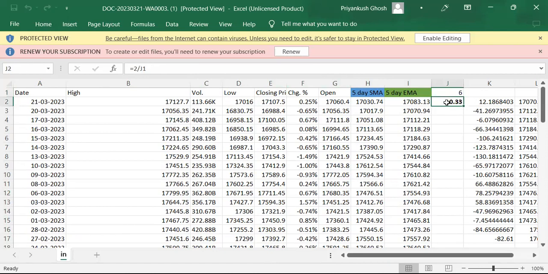Okay, now what is this column? 2 divided by J1. So 2 divided by J1 is 2 divided by 6, which is 0.33. Okay, so this is called a smoothing factor.